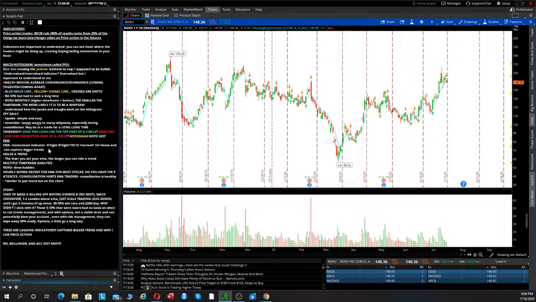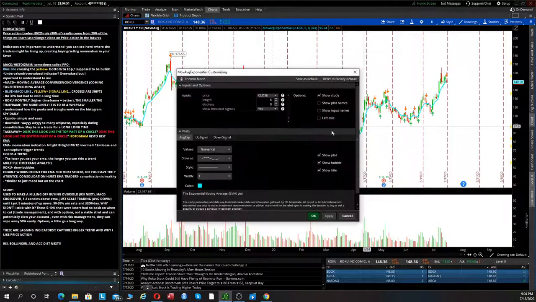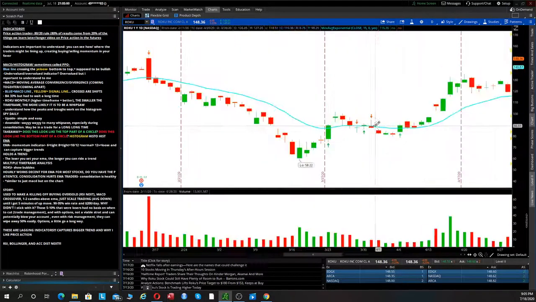But if we can loosen up and capture bigger trends, so let's change this EMA, right click, edit study. We can go to a bigger trend, maybe let's try like 12 or let's try 15. So look, 15, a little bit less crossovers. So there's a few right here.